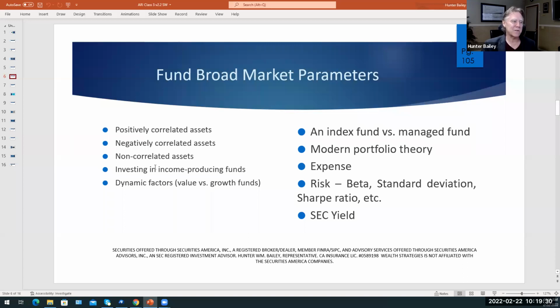Broad parameters. A lot of us are investing for income producing funds. Income producing funds are fabulous. Those low volatility funds are in that category. Utilities, preferred stocks. Those are all great income producing types of stocks that go into funds. But again, there's a catch.